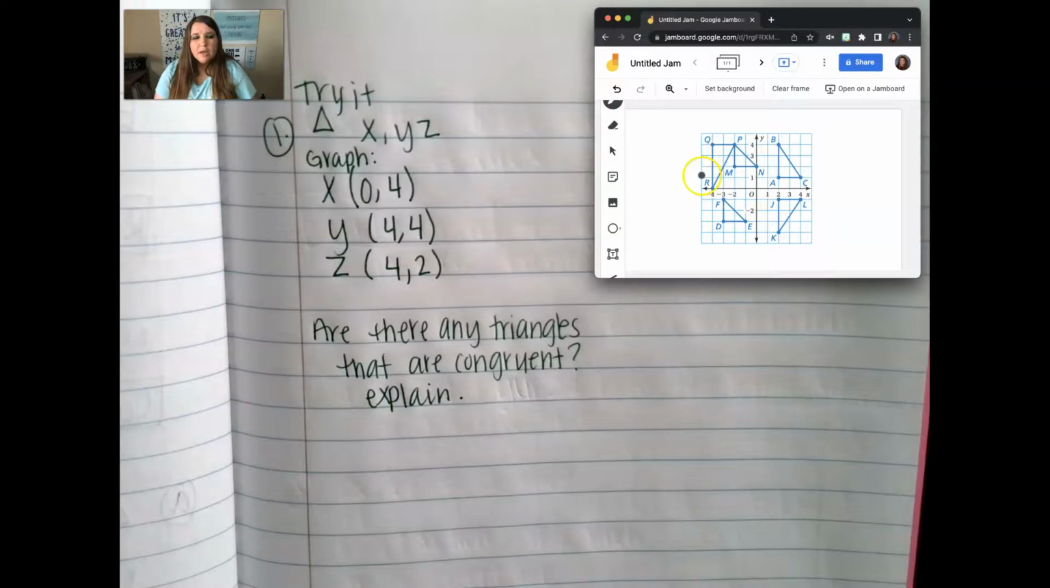Okay, so triangle XYZ. So I'm looking for X at 0, 4. So here's 0. I'm going to go up to 4, put a dot, and that is X. All right, now I'm going to go over to Y, which is 4, 4. So over to Y, 4, and then up to 4 and put a dot. Ooh, this is going to get kind of messy. And then I'm going to get 4, 2. So I'm going to go over to 4, up to 2.